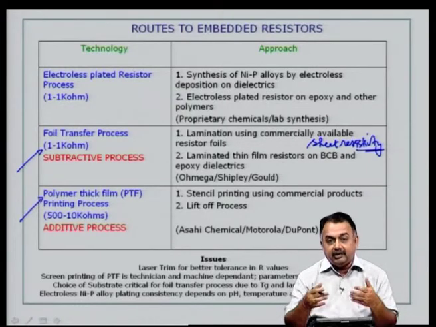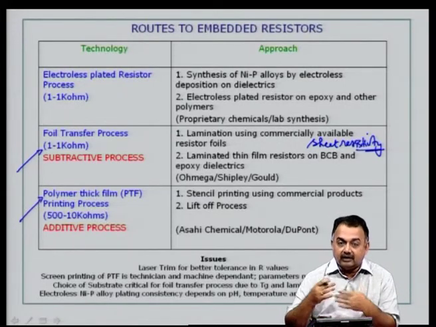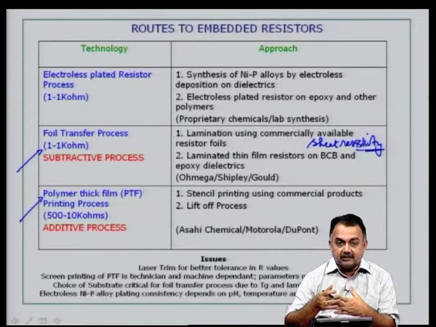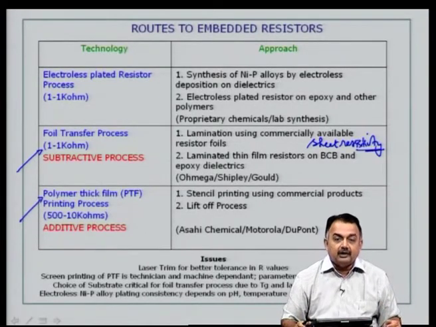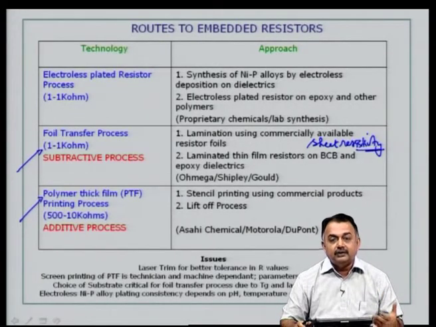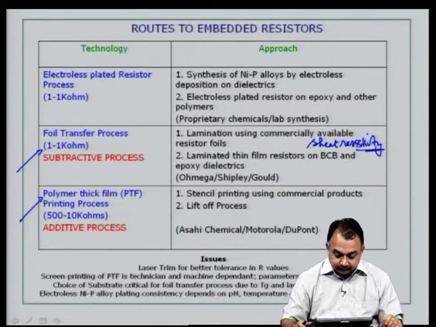Then it can be laminated onto your printed circuit board, to any kind of a dielectric. It could get laminated, it will be part of the structure, and then start removing the unwanted resistor material from the surface now, so that you can get the required geometry.